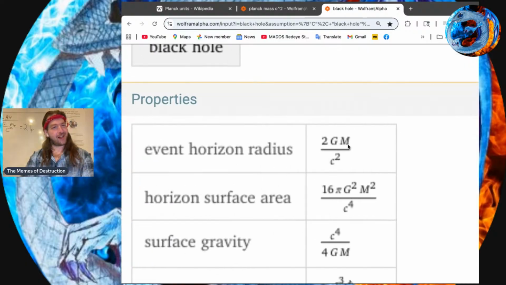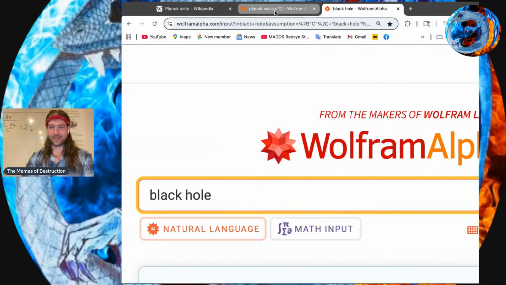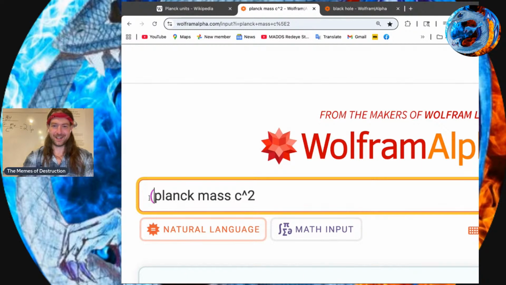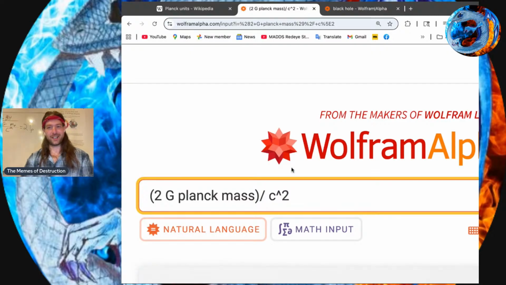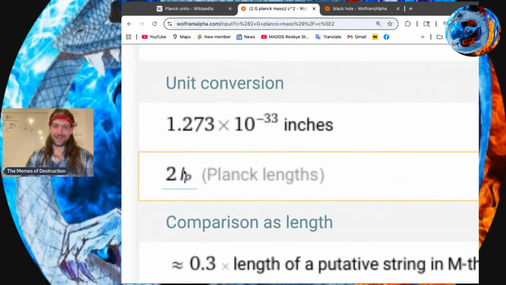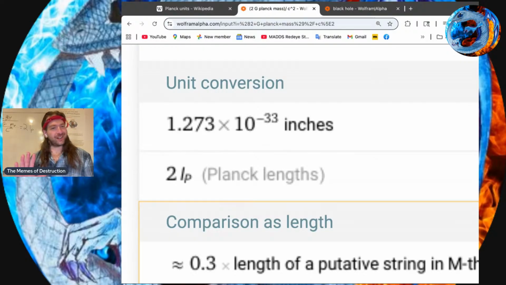Okay. So I'm trying to calculate the quote unquote event horizon radius of a Schwarzschild black hole. It's 2GM, where G is the Newtonian gravitational constant, M is whatever mass you're throwing in there, divided by the speed of light squared. So we go back to our expression over here. We literally just take 2, big G, mass, divided by c squared. Boom. We get 2 Planck lengths for the radius. Now that's weird.